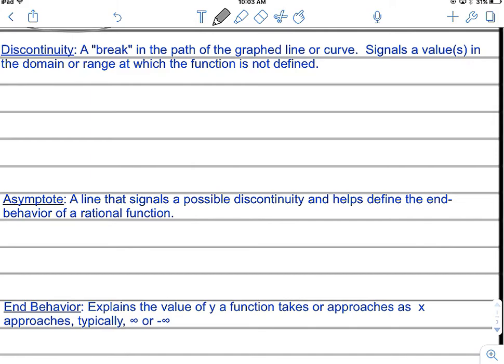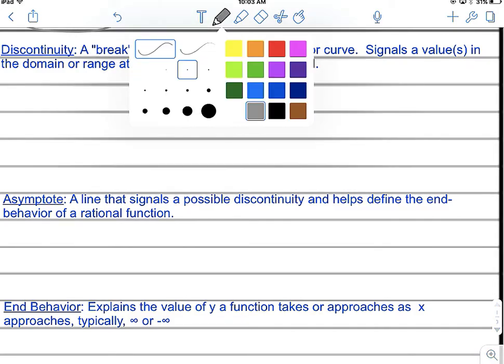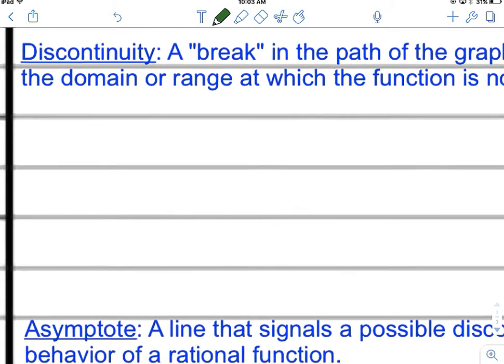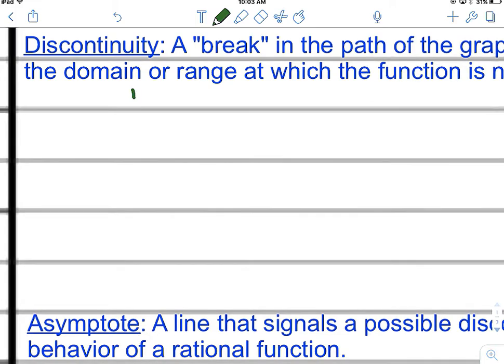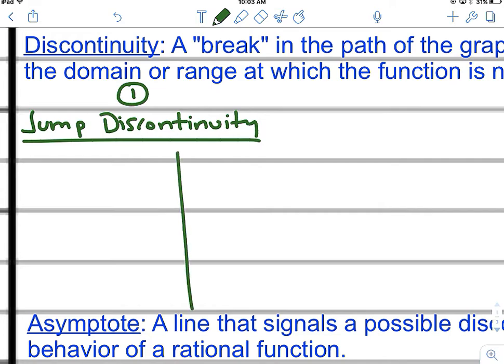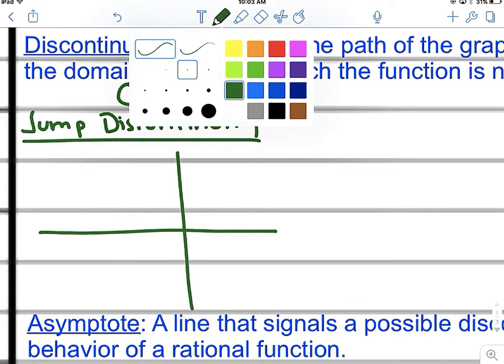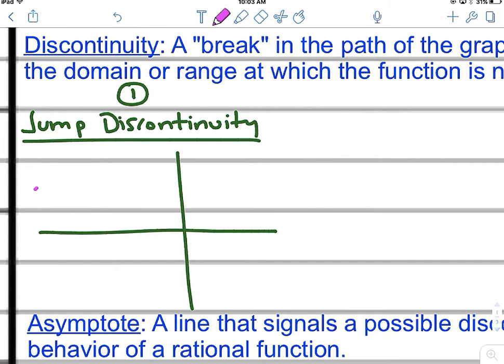Now, these do come in basically 3 different varieties that I want to go through pretty quickly with you here. The first variety, discontinuity type 1, is something we call a jump discontinuity. Now a jump discontinuity is quite literal, and what that means is that you have this graph and it's going along, going along, going on. All of a sudden it stops, and then it jumps to some other point, and then it continues its journey.